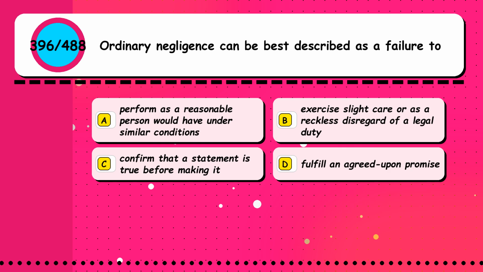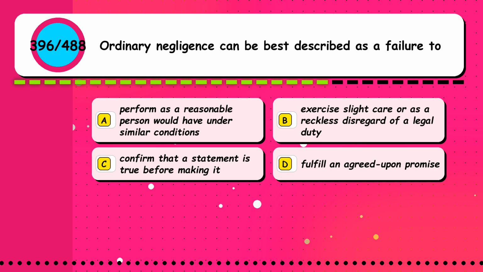Question 396. Ordinary negligence can be best described as a failure to: Option A. Perform as a reasonable person would have under similar conditions. Option B. Exercise slight care or as a reckless disregard of a legal duty. Option C. Confirm that a statement is true before making it. Option D. Fulfill an agreed-upon promise.